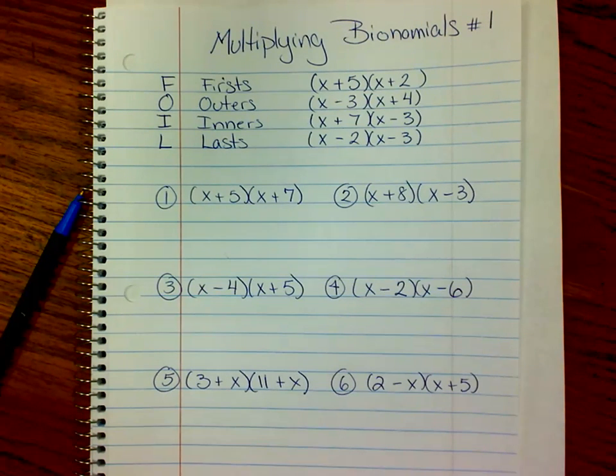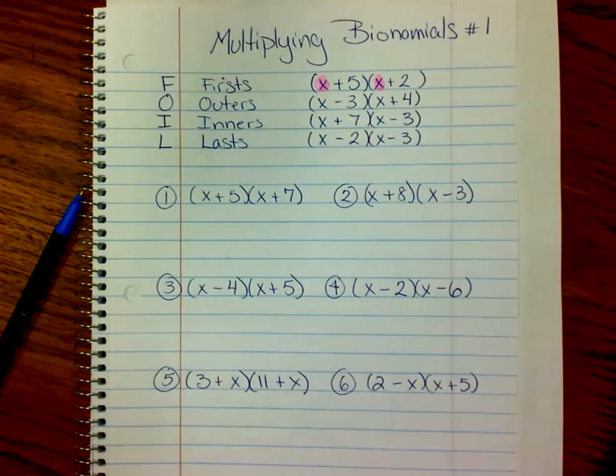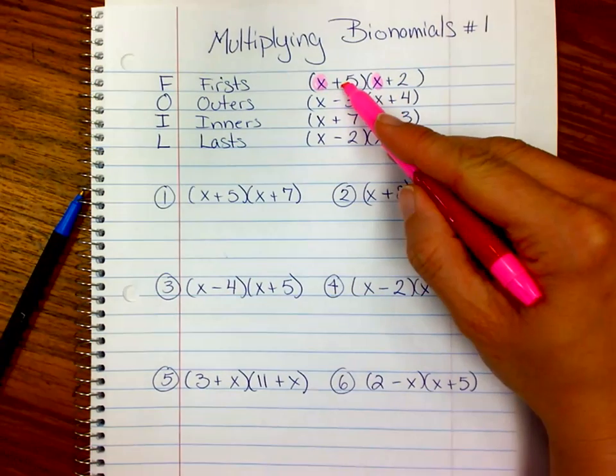And some people use this acronym called FOIL, F-O-I-L, which stands for firsts, outers, inners, lasts. So you might hear a teacher or someone mention that. It's important to know what that means. So the F stands for the first. That means the firsts in each parenthesis. And it might be x, it might be something else, but it's always the first one in each parenthesis.